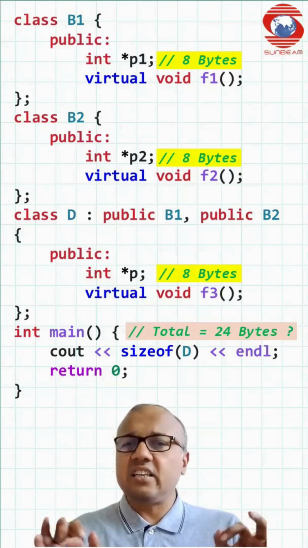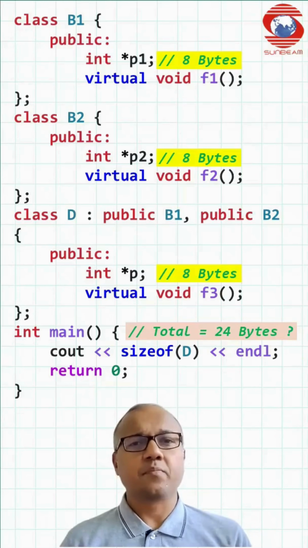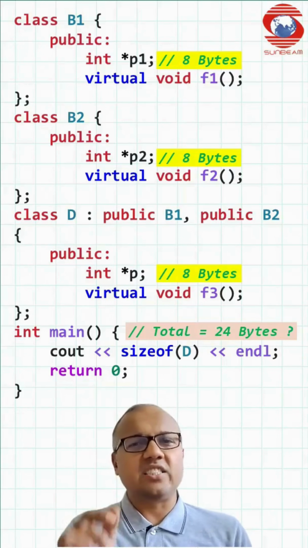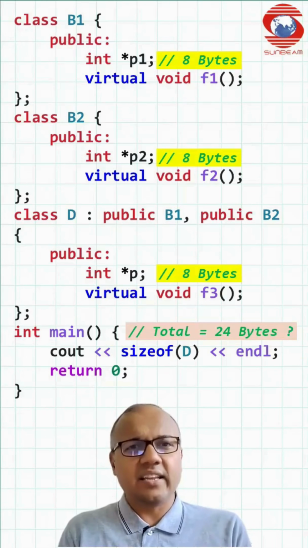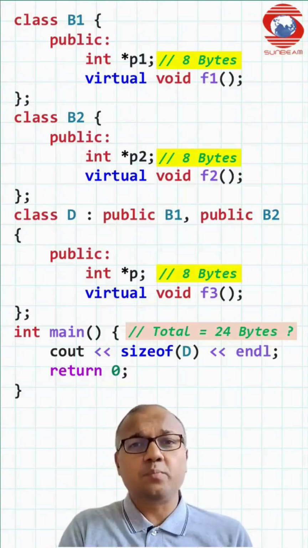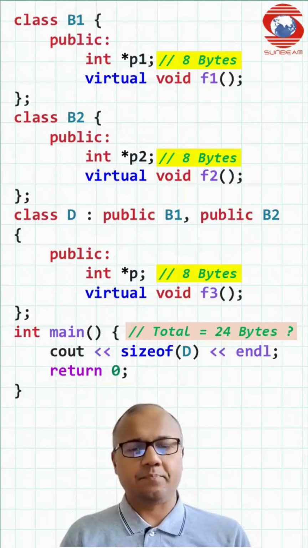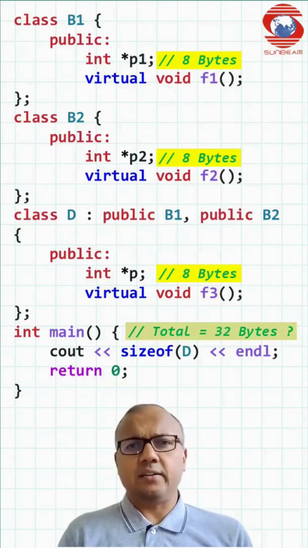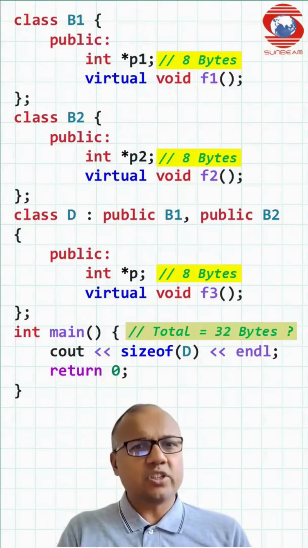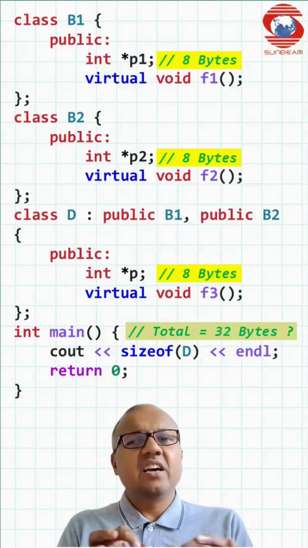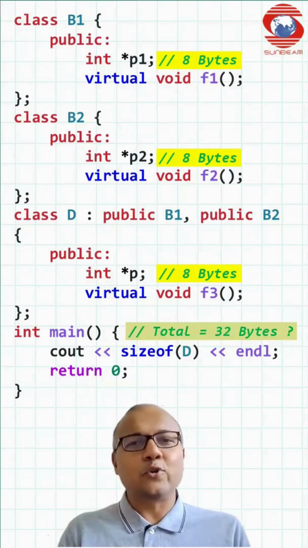But this answer is wrong. Why? Because we missed something important. Both B1 and B2 contain virtual functions. Whenever a class has virtual functions, the compiler creates a virtual table, and every object needs a hidden pointer called a VPTR to access that table. So now you may think, fine, let us add one more VPTR of 8 bytes. Our calculation becomes 24 plus 8 equals 32 bytes. But surprisingly, this answer is also wrong.